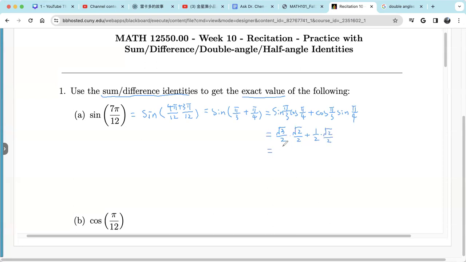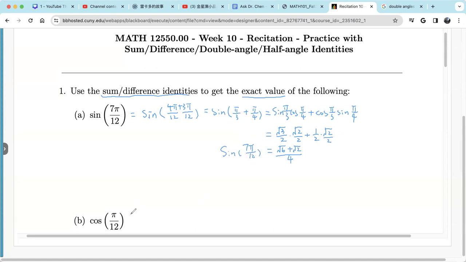Right. Then the first two, radical 3 times radical 2, we get a radical 6. 1 times radical 2, still radical 2. So all divided by 2 times 2, which is 4. So this is the exact value of sine 7 pi over 12.